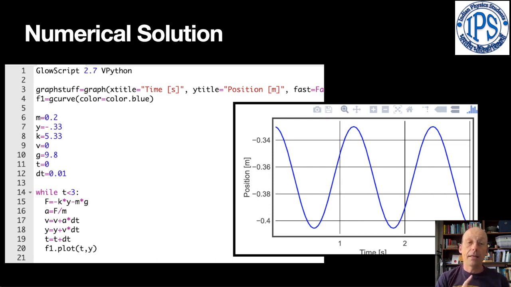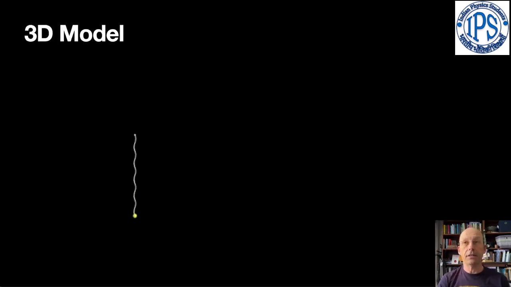Okay, but we can also make a 3D model of this. I'm not going to go into all of the details, but WebVPython allows us to make these 3D animations like this. And this is just, it doesn't actually stop. I accidentally stopped it. This is an animation. So here's a mass on a spring oscillating up and down. It's the same situation that I had before.